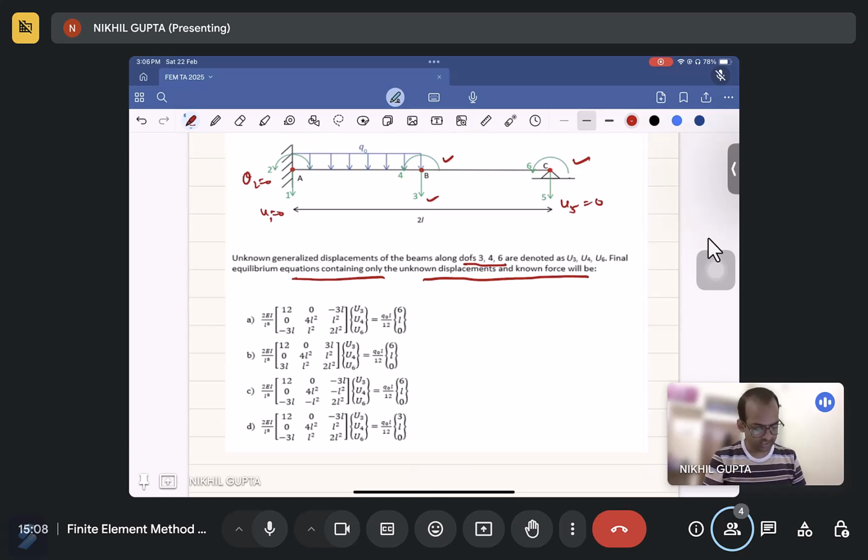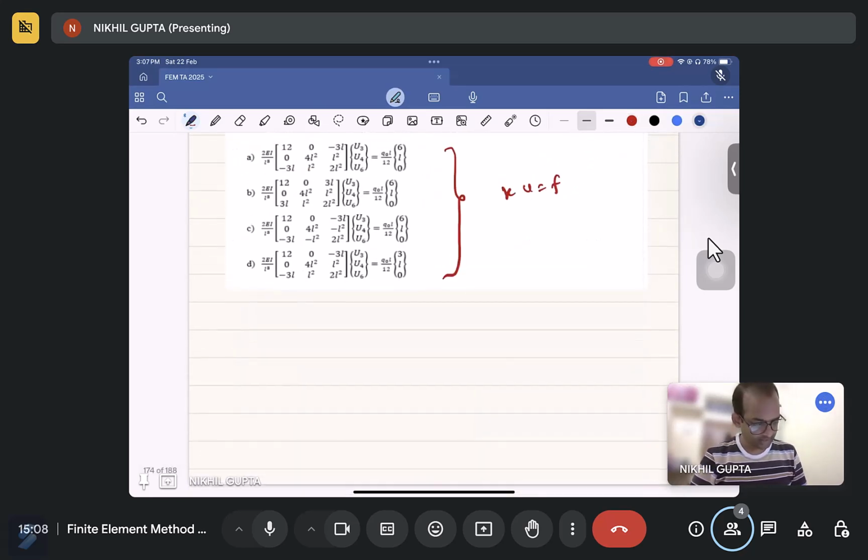So you see this is the reduced stiffness matrix, which is shown as Ku is equal to F. You have to solve the problem. Let's start solving it.